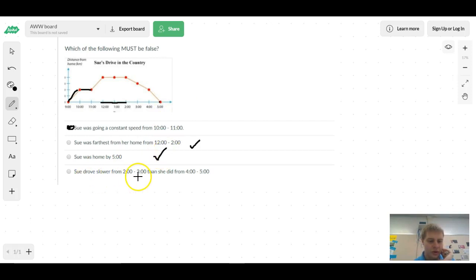Sue drove slower at 2 to 3 than 4 to 5. Well, 2 to 3 would be here, and 4 to 5 would be here. Yeah, I guess that's true. The slopes are very similar, but this one looks like it's a little bit steeper, like it's going back a little bit faster. So, yeah, I could see that one being true. And this one we said was definitely false, so I agree with the original one that A is the wrong choice.